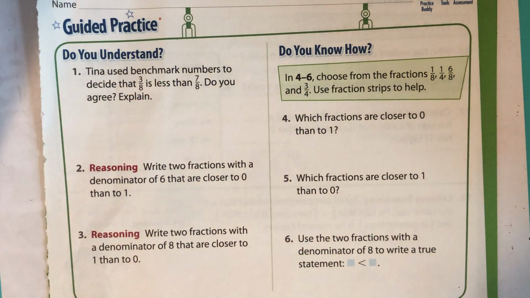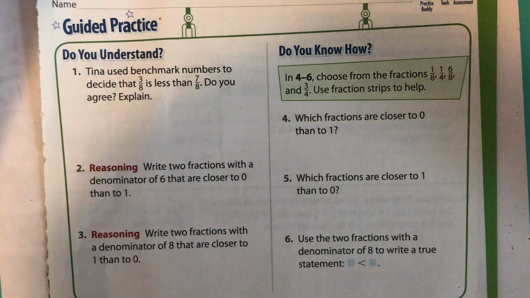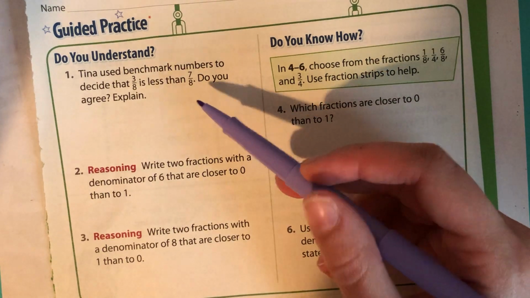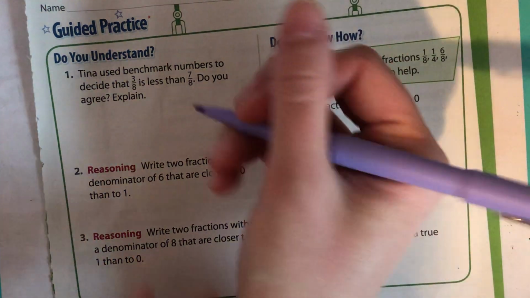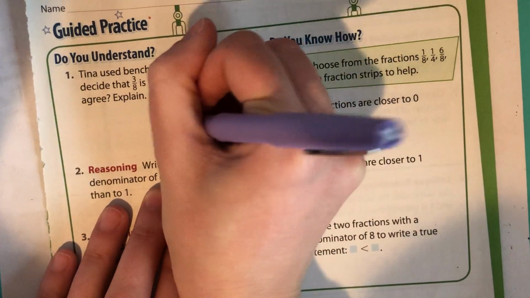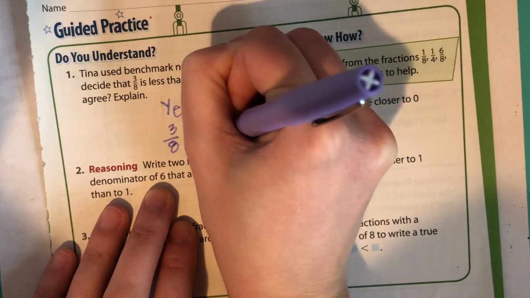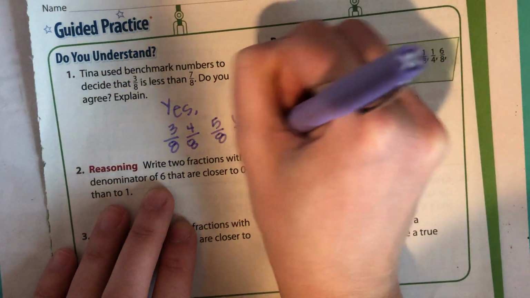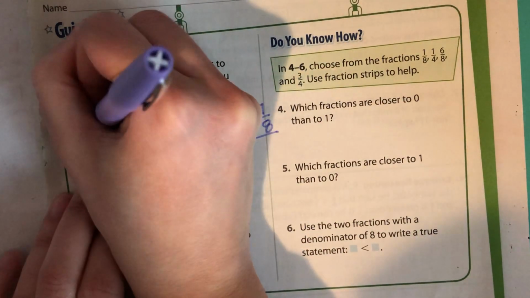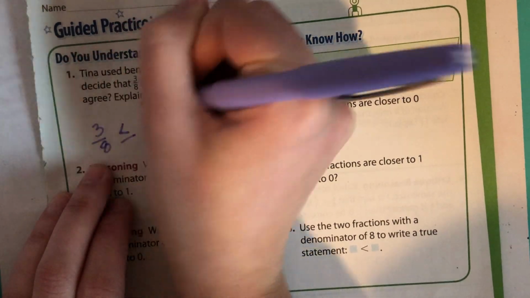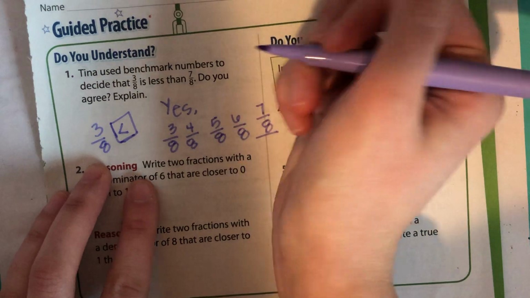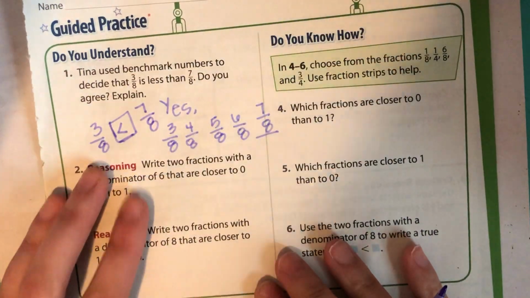So if you move on to the guided practice here, now you're on page 699. If Tina used benchmark numbers to decide that 3/8 is less than 7/8, do you agree? Is 3/8 less than 7/8? Yes. Because 3/8, then 4/8, then 5/8, 6/8, then it would be 7/8. So yes, 3/8 is less than 7/8.